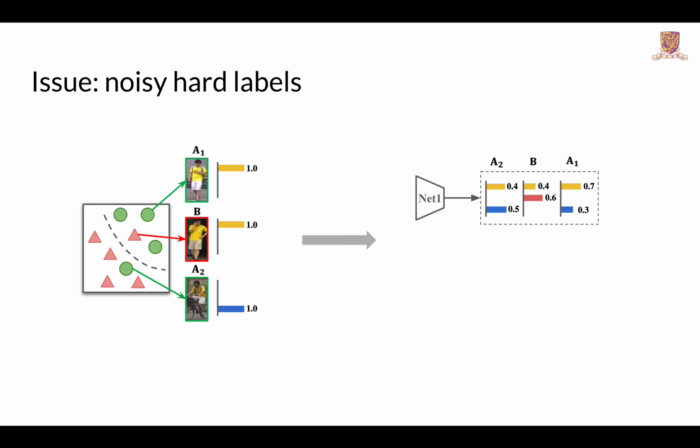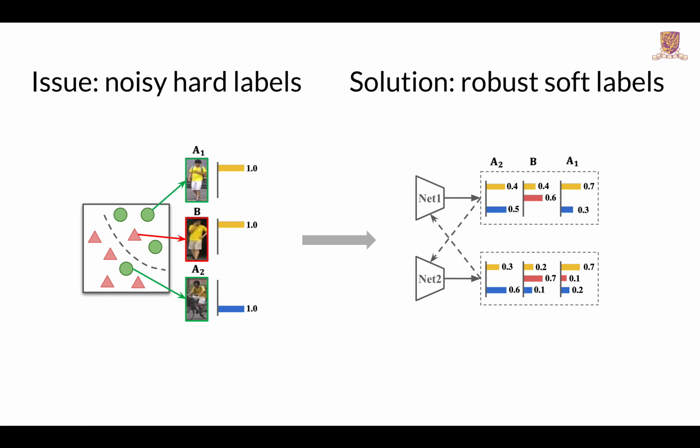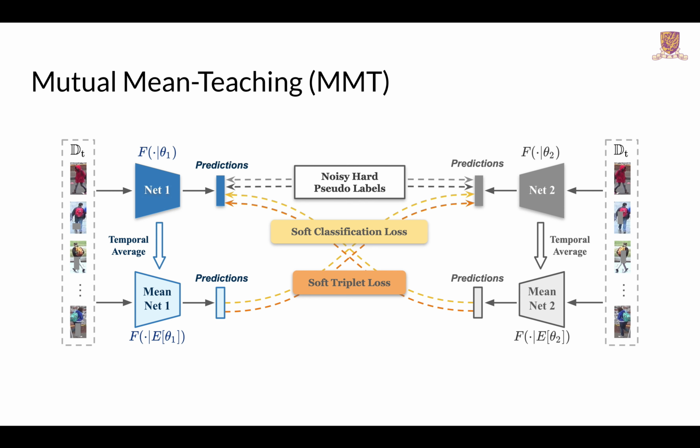Therefore, inspired by the widely studied teacher-student models, we propose to train two same networks simultaneously. Each of the networks produces soft labels for supervising the other one in a collaborative manner. To avoid the risk of the networks biasing each other, we further introduce our mutual mean teaching framework. Let's go into more details.